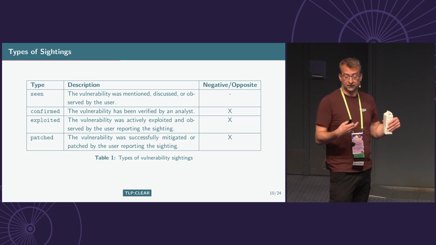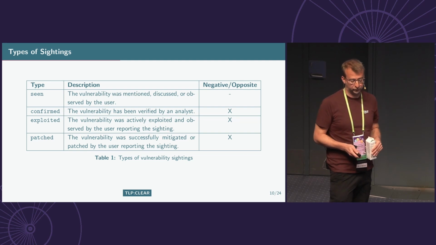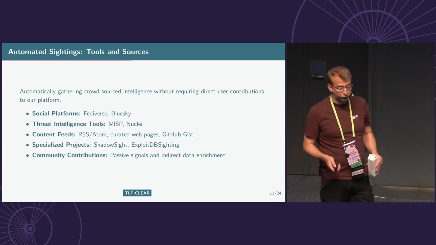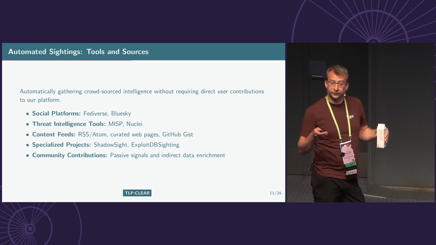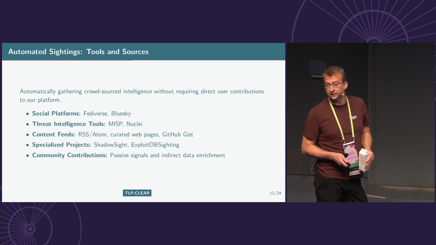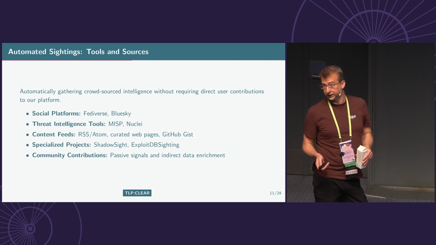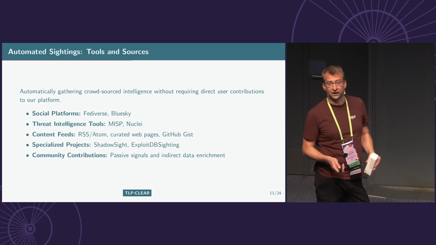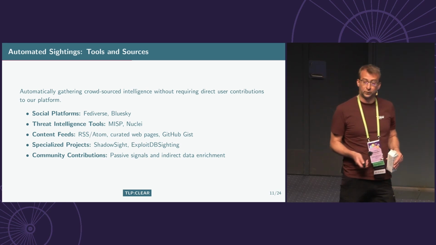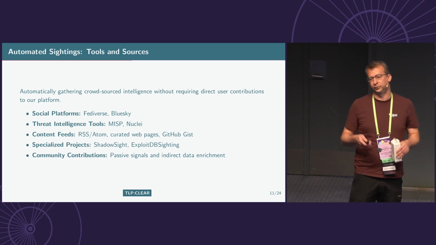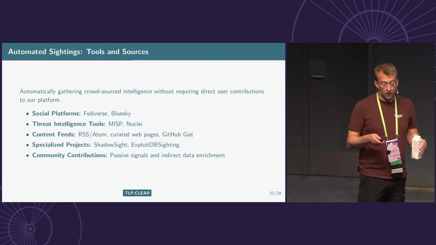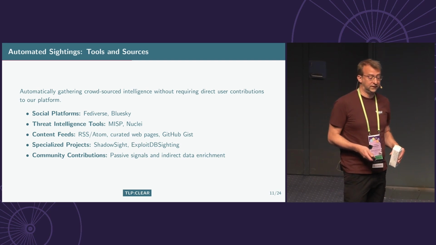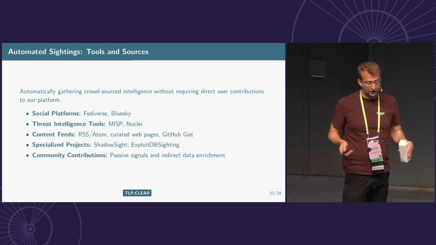So you can use existing feeders. We have feeders for different kinds of sources, but you can create your own to update the sightings. So what is actually done automatically? We already have feeders. We obviously feed sightings from social networks, Fediverse, Bluesky, things like that, but they come from private repositories too. For example, if you have a MISP instance, we actually do sightings from sharing communities. We don't disclose the actual vulnerabilities, but we just disclose that a specific CVE is mentioned in an information sharing community. Then you can automatically feed from different things like web pages, Gist, RSS, Atom sources.